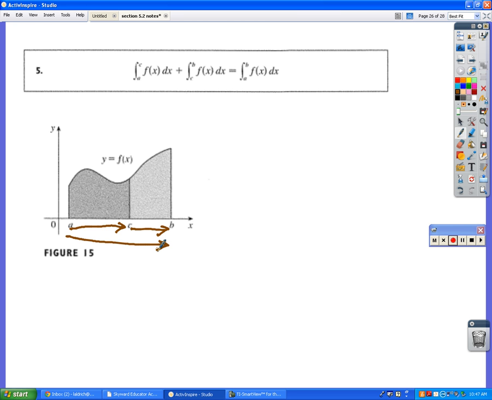Then you can just do the whole thing by going from A to B. Okay, does that make sense?